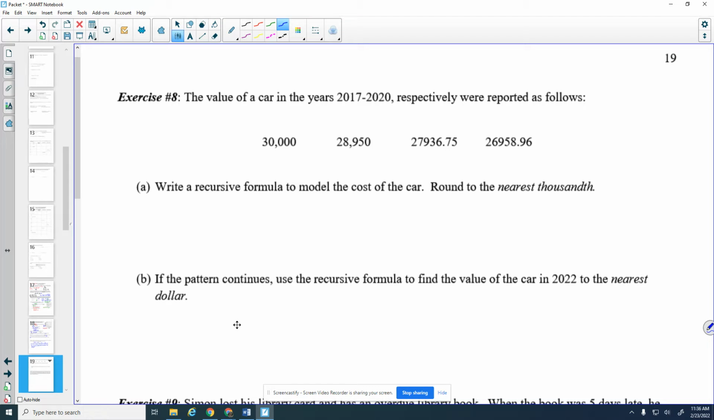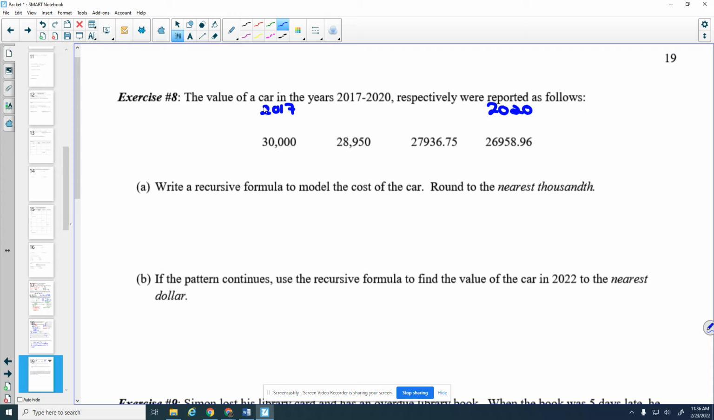So on this question, we actually start with numbers in a sequence, and we're going to be writing a recursive definition and using it. It says the value of a car in the years 2017 through to 2020, respectively, were reported as follows. So this is 2017. This last one will be 2020. And it says, write a recursive formula to model the cost of the car, round to the nearest thousandth.